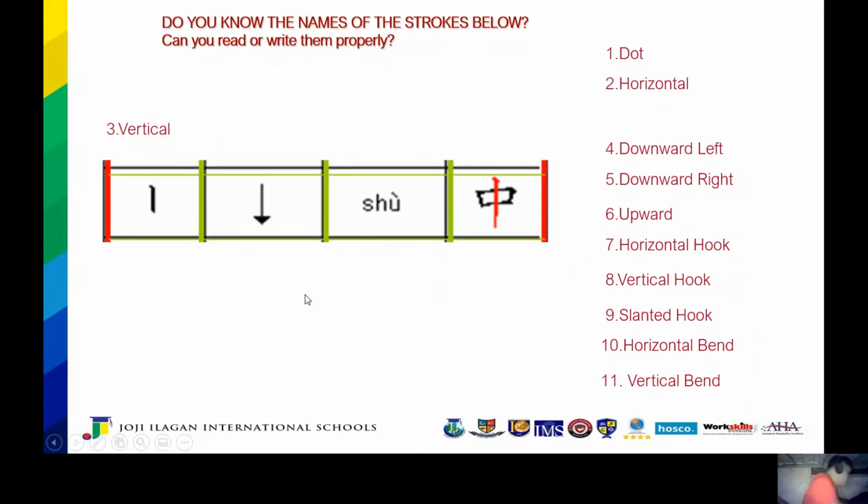The vertical stroke. In Mandarin, the character is shu. This stroke is pronounced as shu. Shu is like the vertical line going down. So you can see this is the character zhong or center. The center stroke there is the shu or the vertical stroke. So how do you write the vertical stroke or shu? Okay, so let me go back to my camera.